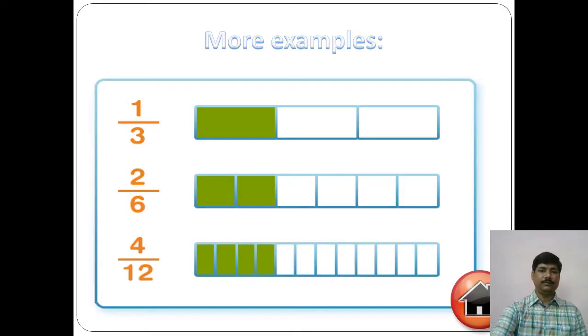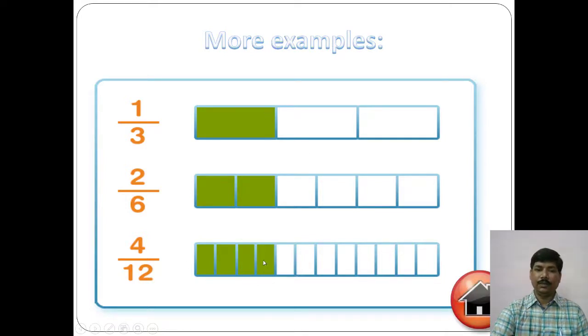Some more examples. Here is a rectangle. It is divided into 3 equal parts and 1 part is colored. The same rectangle is now divided into 6 equal parts. In the same way, the third rectangle is divided into 12 parts.